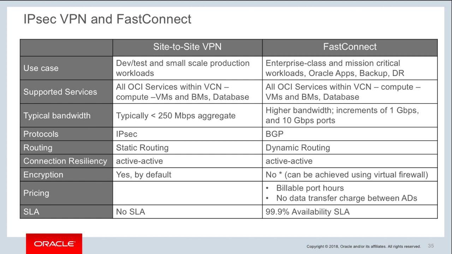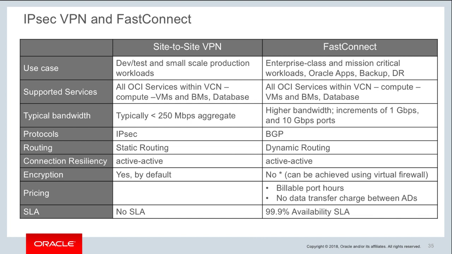From a resiliency perspective, you can have active IPsec VPN connections. We automatically create multiple IPsec tunnels under a single IPsec connection. And in the case of FastConnect, you can also create multiple virtual circuits. As we went through, there are a number of different options where you can have different redundancy levels. By default, IPsec is obviously an encrypted protocol, so all the traffic is encrypted in VPN. With FastConnect, there is no encryption. It's a private dedicated connection only for your traffic, so there is no encryption involved.